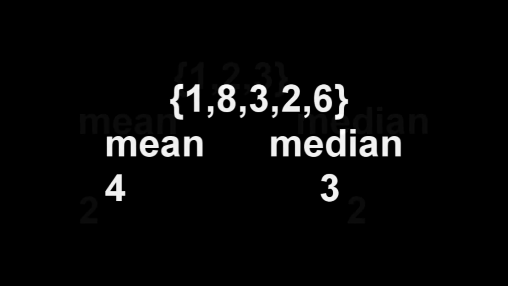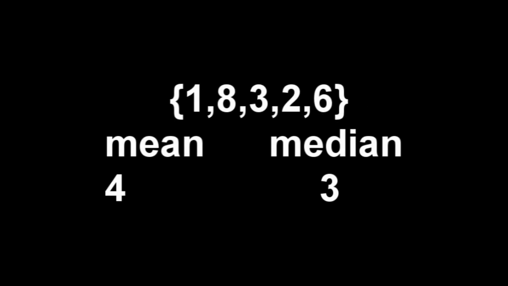What about the first dataset for which we found the mean? We determined that the mean is 4. What about the median? Well, the median is in the middle, and in this dataset the median is 3.